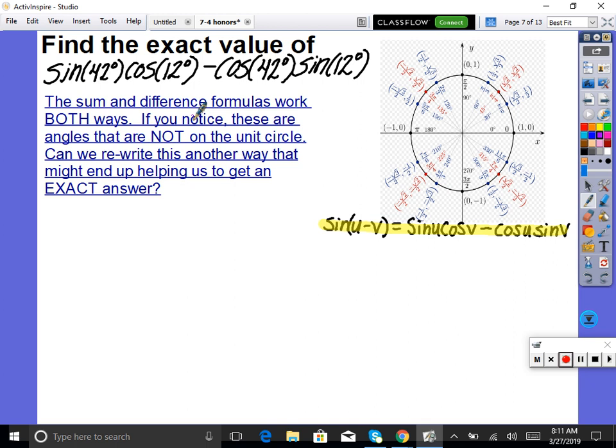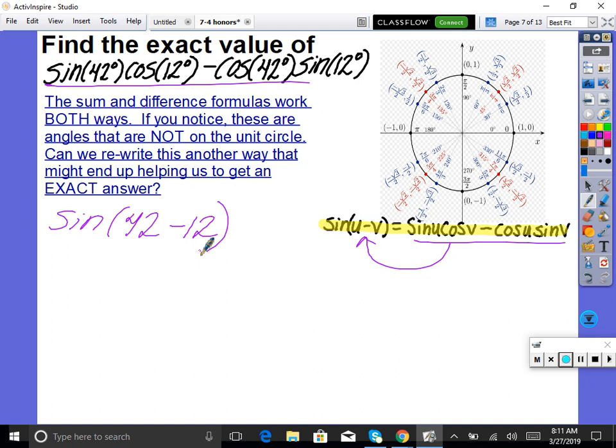So let's go the other way. Instead of having it split apart on this side, let's put it back to here. So what's the equivalent true statement to this? Sine of 42 minus 12. So let's see if that helps us. Sine of 42 minus 12, isn't it? So then that's sine of 30, which allows us to find an exact answer.